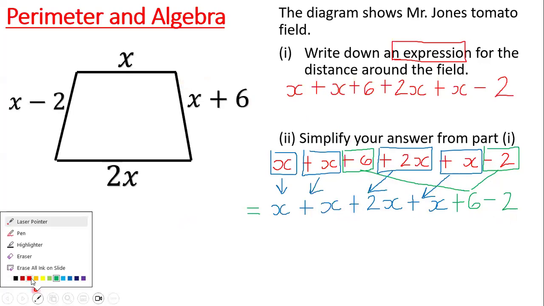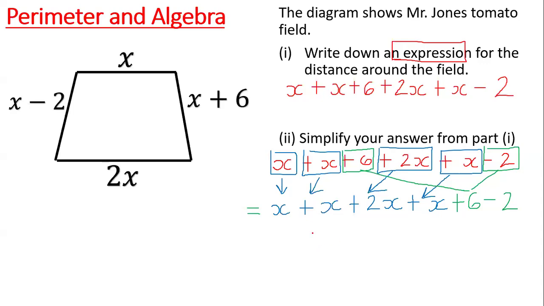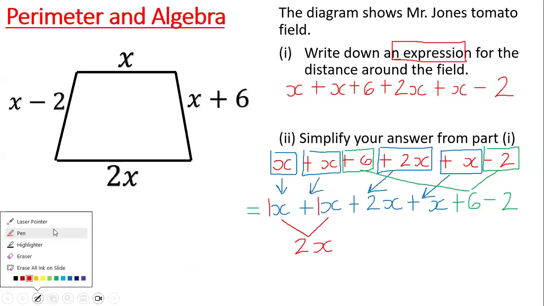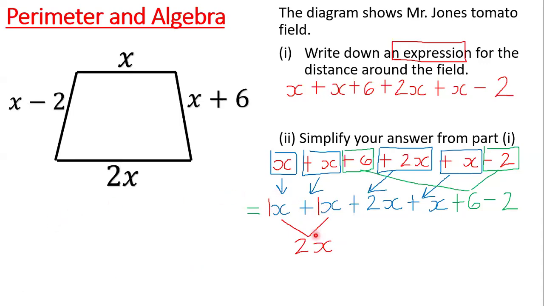Now the next thing I need to do is add up my like terms. So this x and this x come together to make 2x. So x plus x is 2x. Why? Because the coefficient of x is 1. If x is by itself, the coefficient of x is 1, and 1 plus 1 is 2. So x plus x is 2x. Again, x plus x is 2x. So that should be simple enough. Next, 2x plus x.